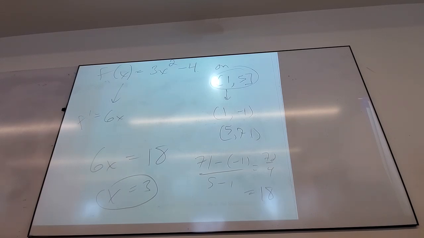That's all this says. So figure out what that slope would have been. Set your derivative equal to it. That's it. That's the mean value theorem. Commit. Now you can talk about neat problems.